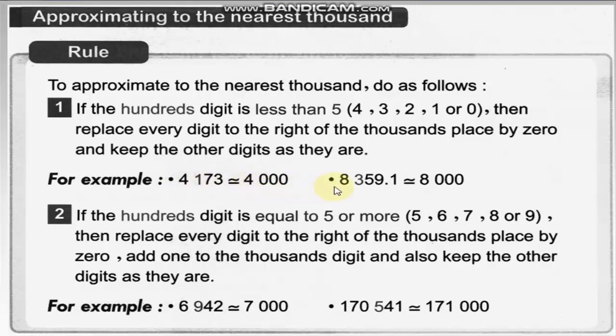Example number 2, 8359.1 approximate to the nearest thousands. Thousands here is number 8.